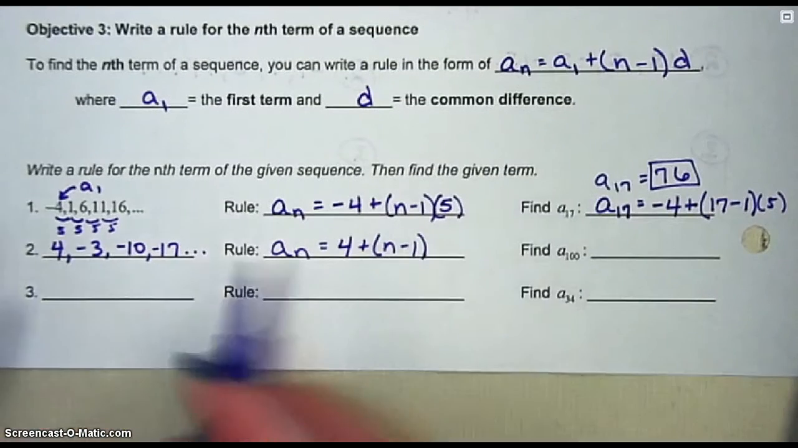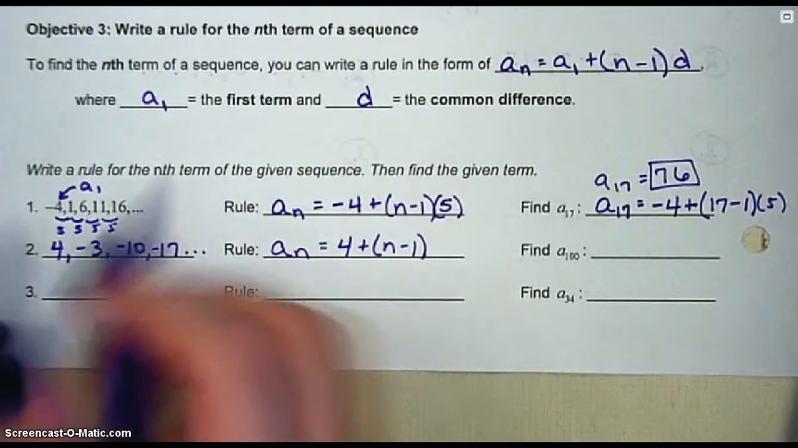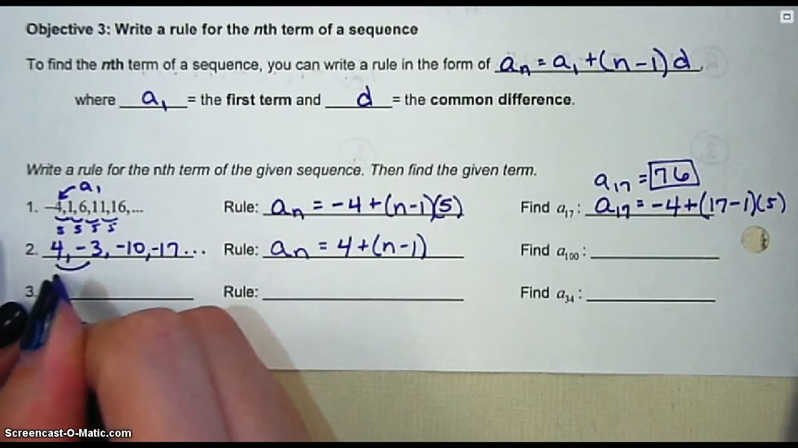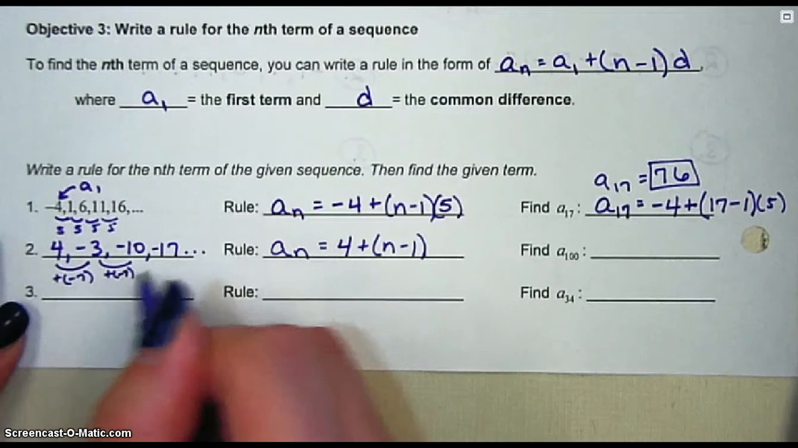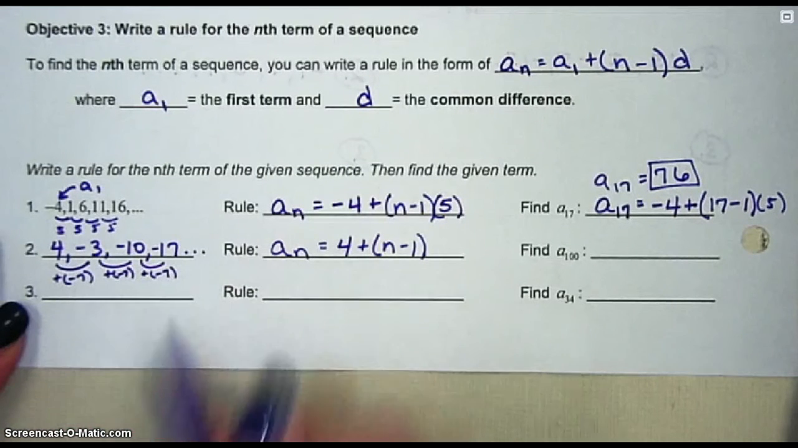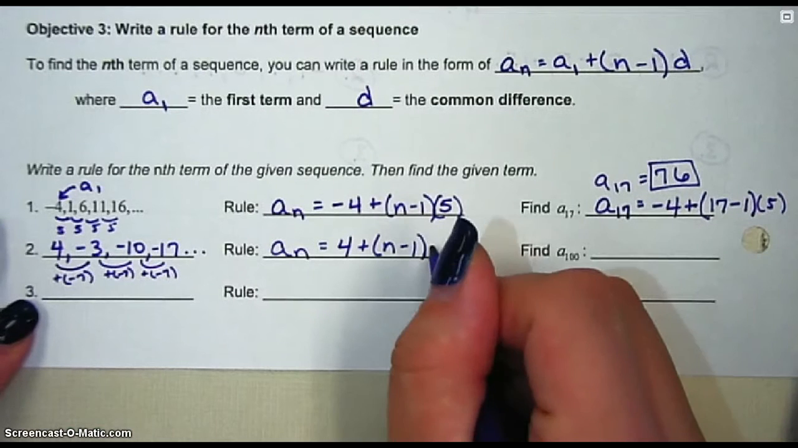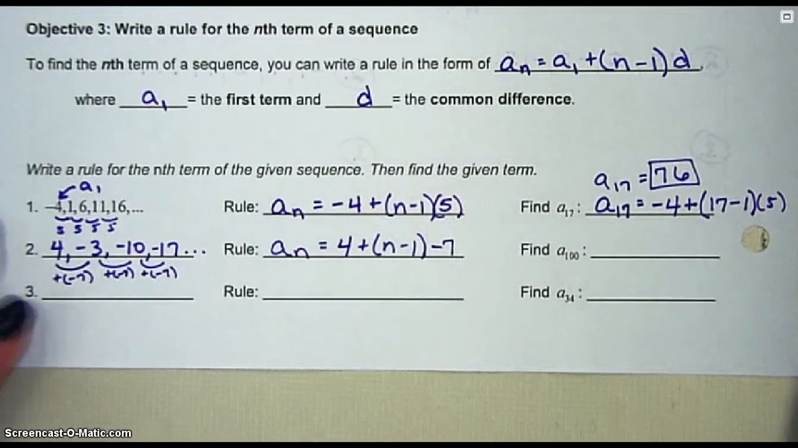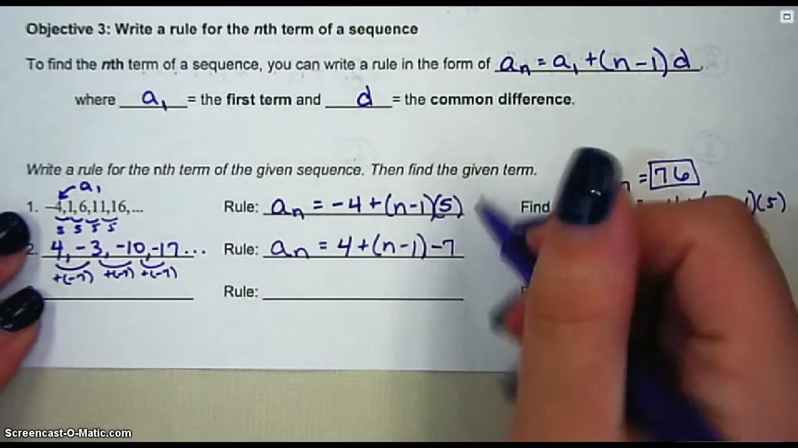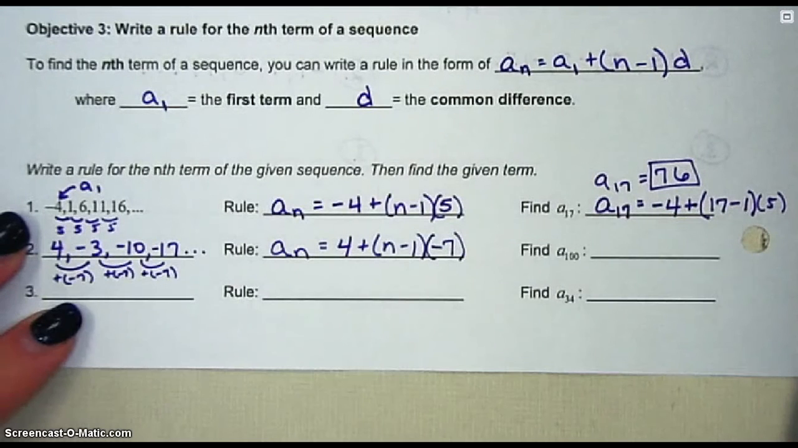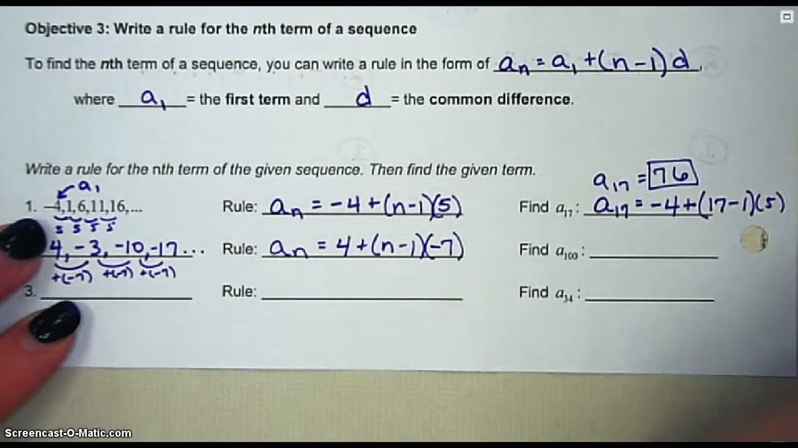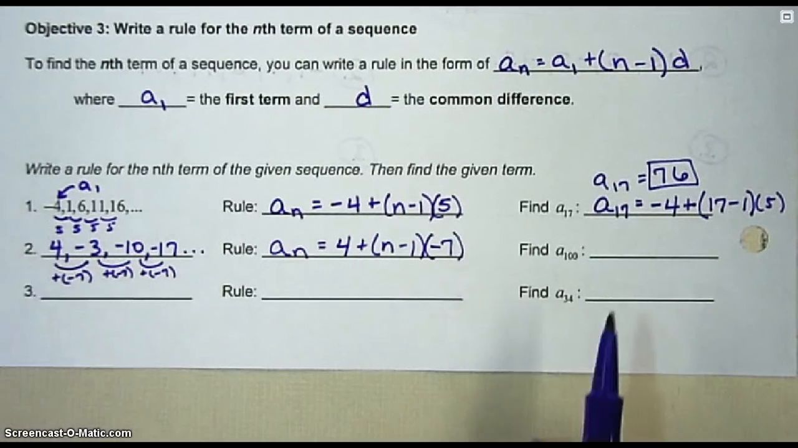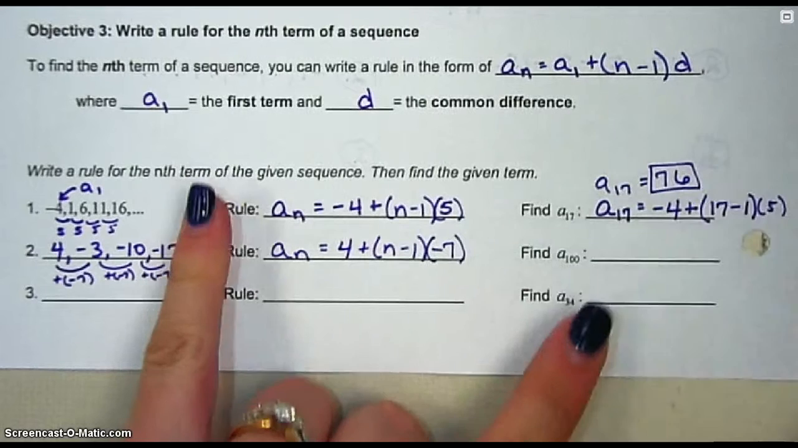Now we need to find the common difference. Notice in this problem we are adding a negative 7 or subtracting 7 every time. That means the common difference is negative 7. You cannot write it like that. That means minus 7. We're not subtracting 7. We're multiplying by negative 7. You have to put the parentheses, otherwise it is incorrect. This is our rule. So now we want to find the 100th term.